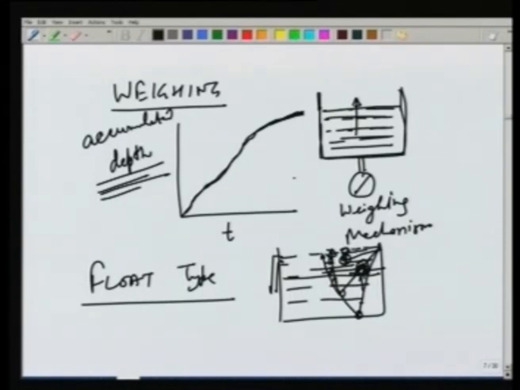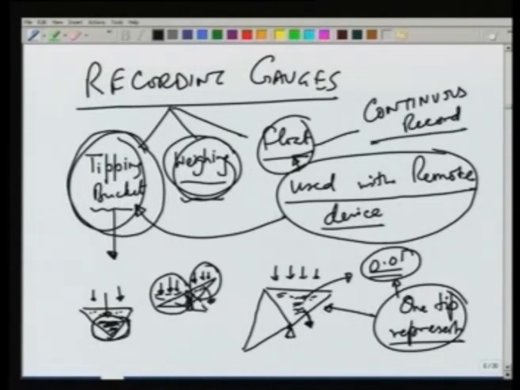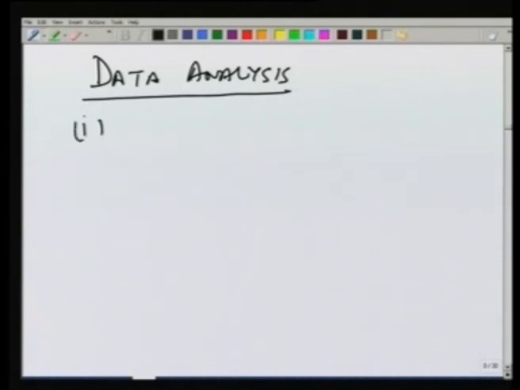So, all these three, tipping bucket, weighing type and float type, they are recording gauges which give us continuous record, which is very useful for us in analyzing at different times what is the amount or what is the intensity of rain. Once we collect the data, we will have to analyze it using some techniques. So, the next thing which we look at is data analysis. So, first we will see how to present the data.